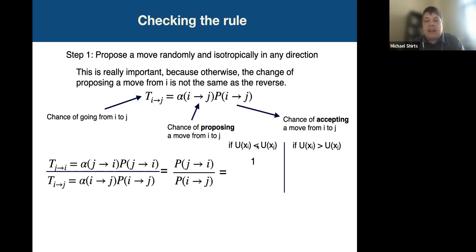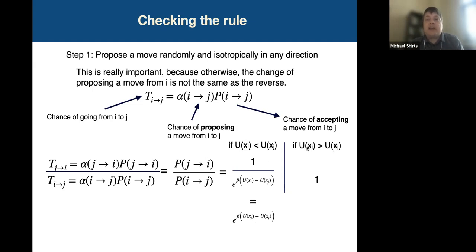If u(xi) is less than u(xj), it's a lower energy. We move, great. If it's higher, then we use this formula, right? u(xi), where we're moving to, minus where we're going from. So that equals, great. If it's less, that equals the right, exactly what we're looking for.